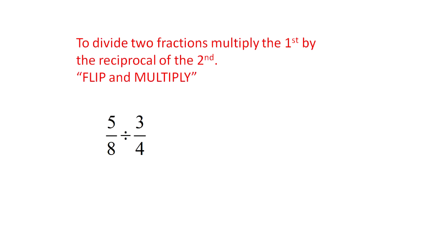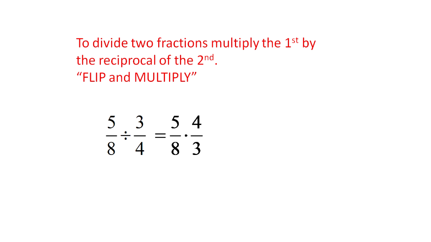To divide two fractions, you multiply the first by the reciprocal of the second. You may have heard the phrase flip and multiply. So when I have 5 over 8 divided by 3/4, I leave the 5 over 8 alone, and I flip the 3/4 and I multiply. That process I showed you a minute ago is the reason that this works. Because if we had a 3/4 in the denominator, this would just cancel it out basically.